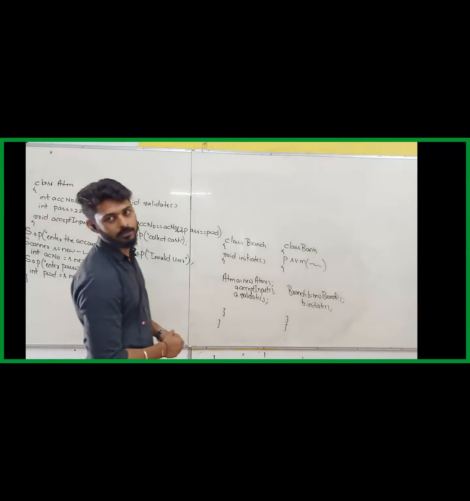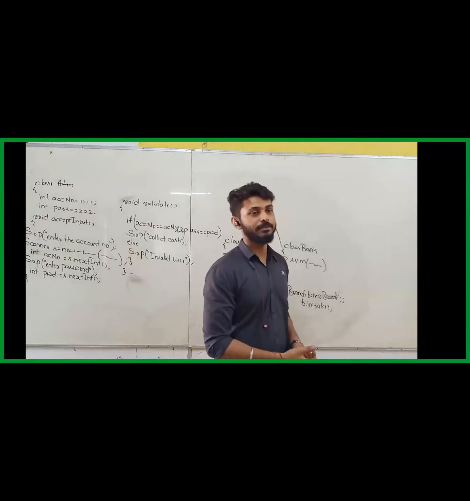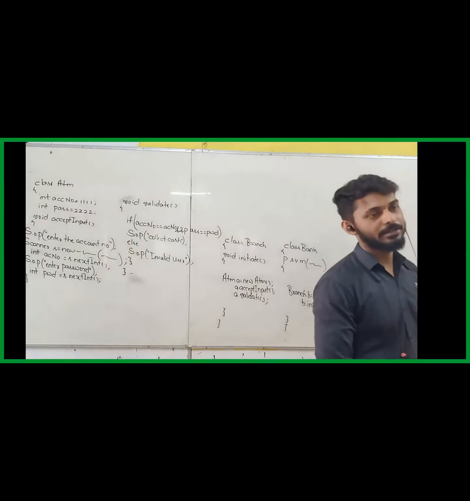Is that clear? Then how to do it, sir? That is the reason you should use exception. Now the question comes. Which type of exception will this be? I was expecting 1111, 2222, but the user is giving 77778888. Which type of exception will it be?